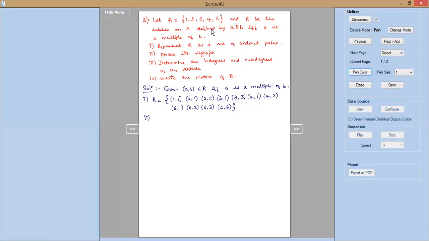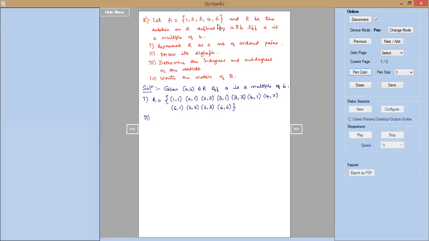Secondly, we have to draw its digraph. So, based on the relation R, let us now write down the digraph. I have 5 elements on the set A: 1, 2, 3, 4, 6.